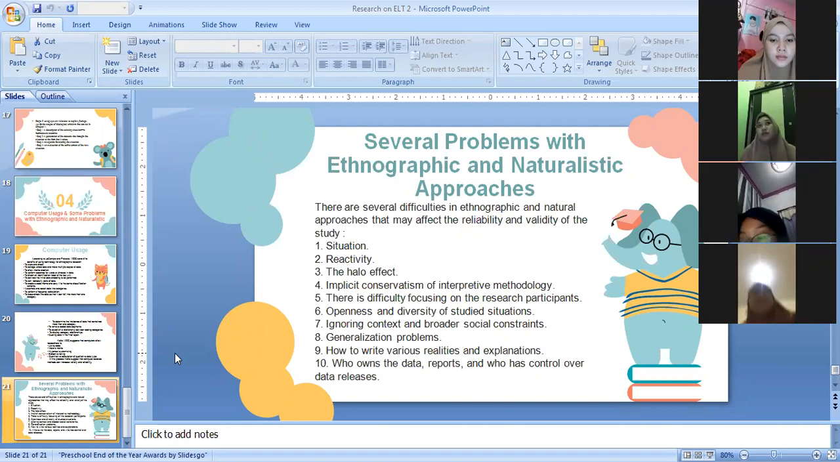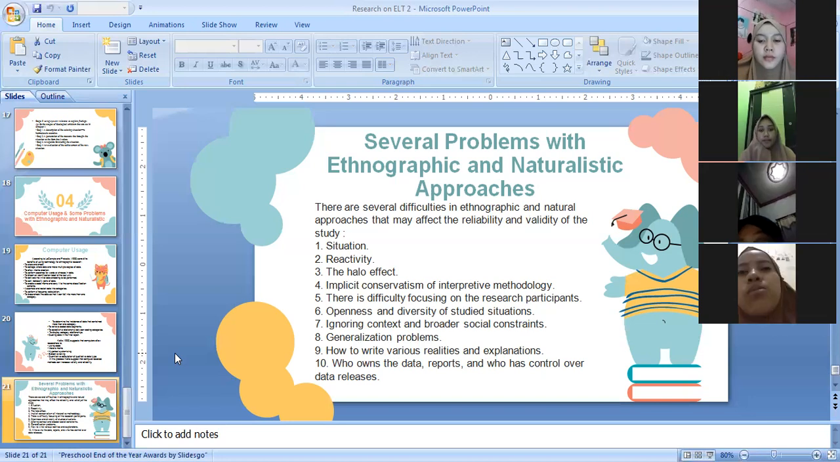Seven is ignoring context and broader social constraints. The situation emphasizes how highly context-bound they are, this might neglect broader currents and contexts. Micro-level research risks setting boundaries that exclude important macro-level factors. Number eight is generalization problems. Number nine is how to reconcile various realities and explanations. How will a representative view be reached? And the last is who owns the data and reports, and who has control over data release.